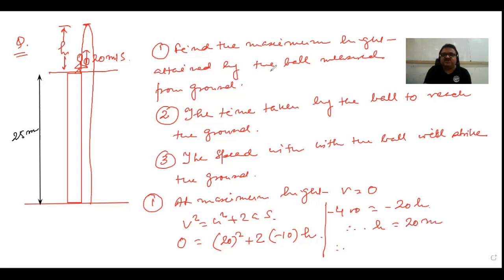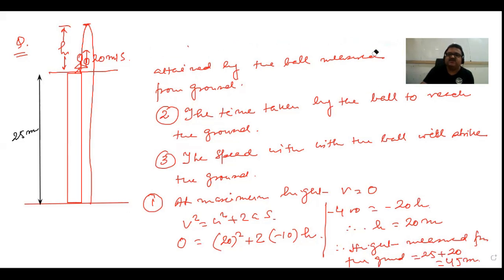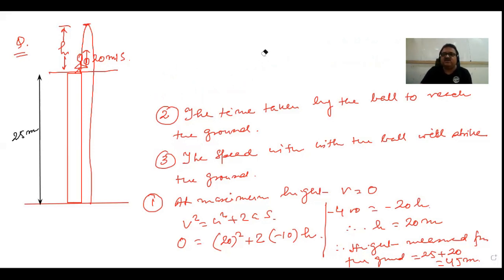So the maximum height attained by the ball measured from the ground is 25 plus 20, it is 45 meters. Is it clear? This is the first part: the maximum height attained by the ball measured from the ground. Okay. Now what do we have to find out? We have to find out the time taken by the ball to reach the ground.